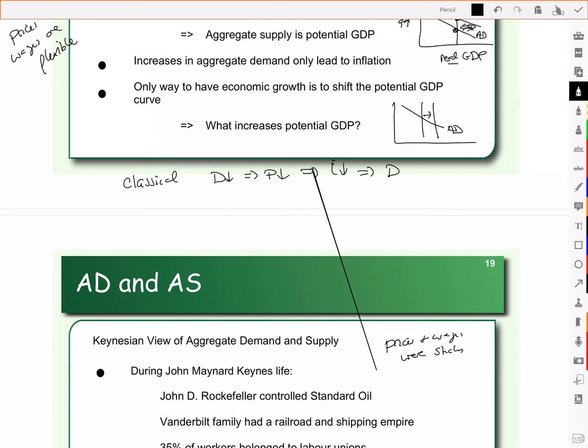Demand went down, made prices go down. Interest rates went down because of the Fisher effect, and when interest rates were lower, it was cheaper to get a house or a car, and that made demand go up. So the economy bounced back on its own.